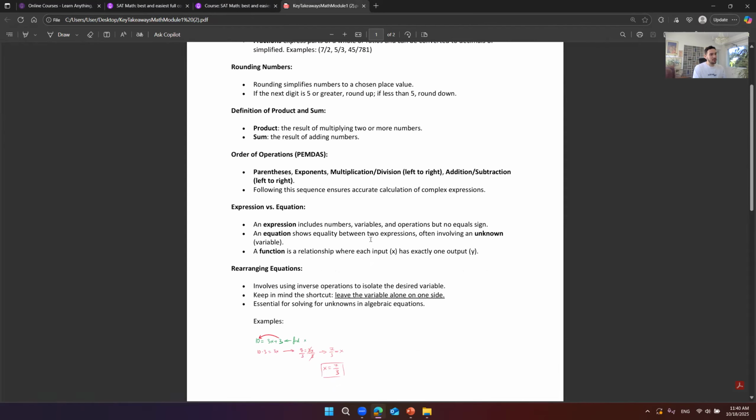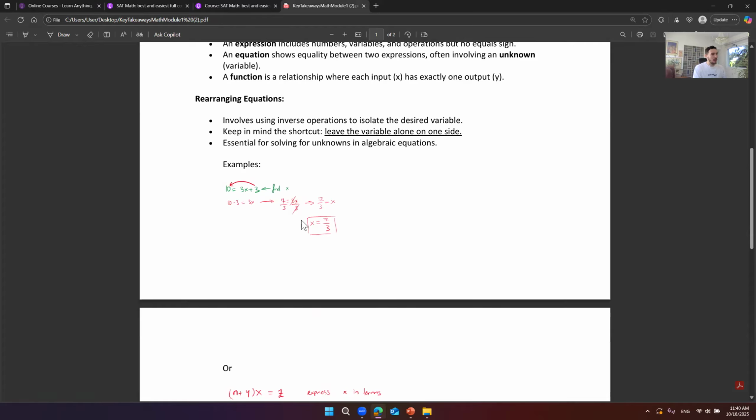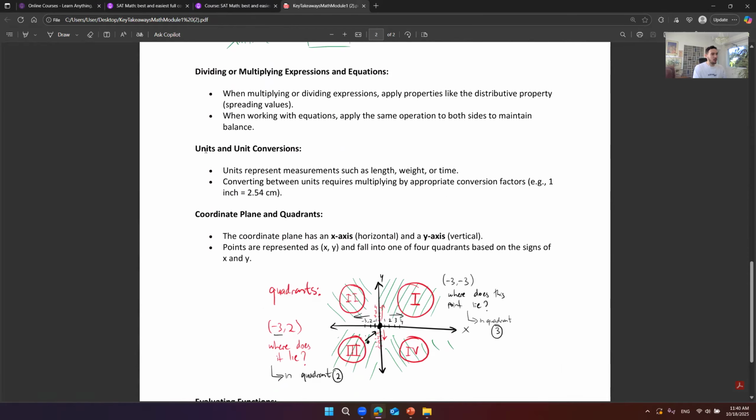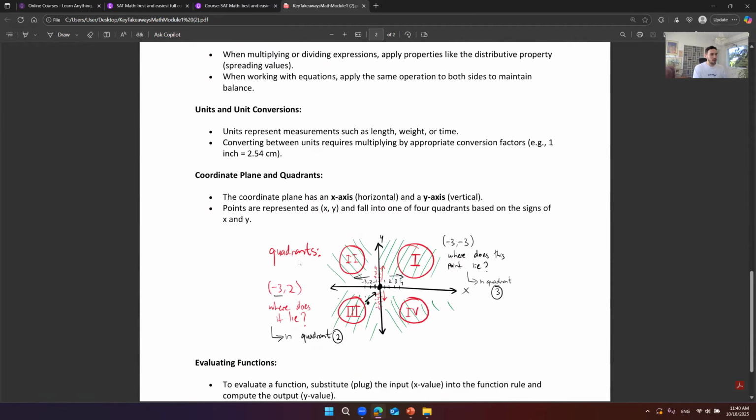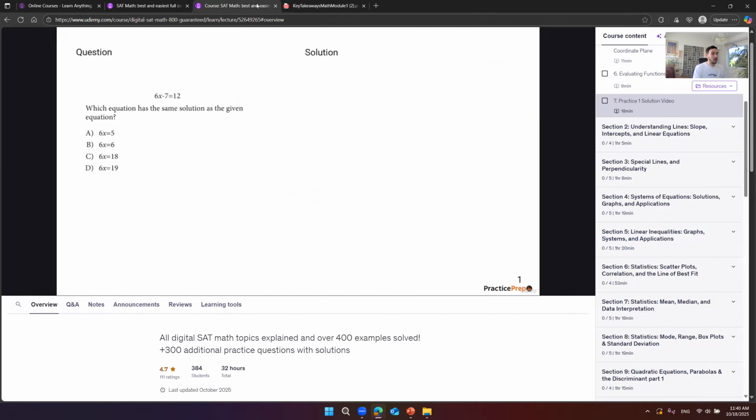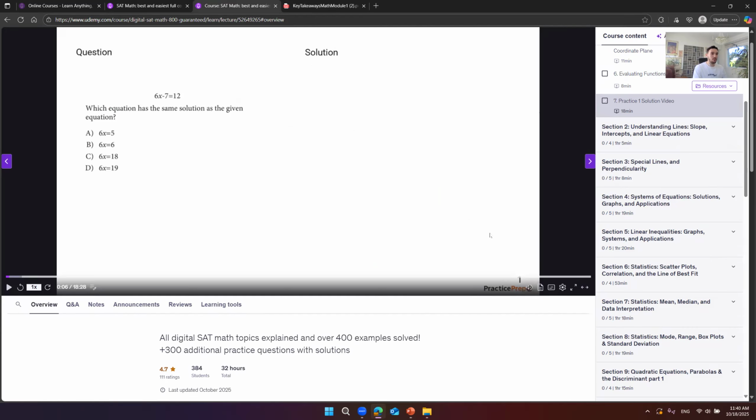Okay, I have given some definitions of terms. I also showed how you can rearrange an equation, and I explained how coordinate plane is structured. And these are all the things that you need to know for the SAT because there are questions about those topics. So that's a very comfortable way for you to review or repeat what you learned in the videos by just going over the key takeaways file in the resources.